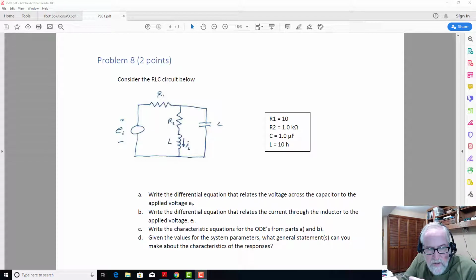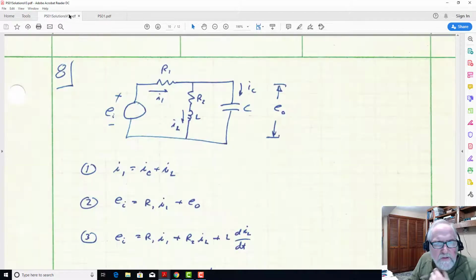And then the last one is a bit of a stretch, but I want you to be thinking about this: given those values, what can we say about the response of the system? That's something we'll walk through. So let's go to the solution here.